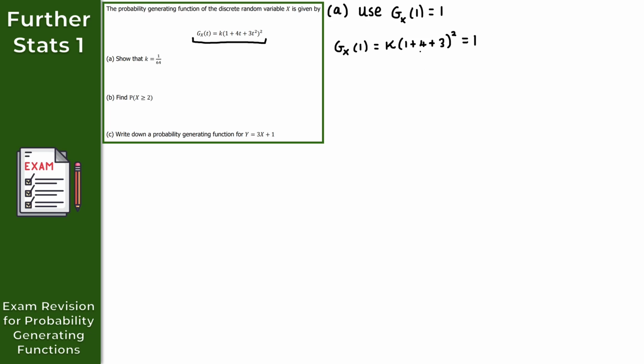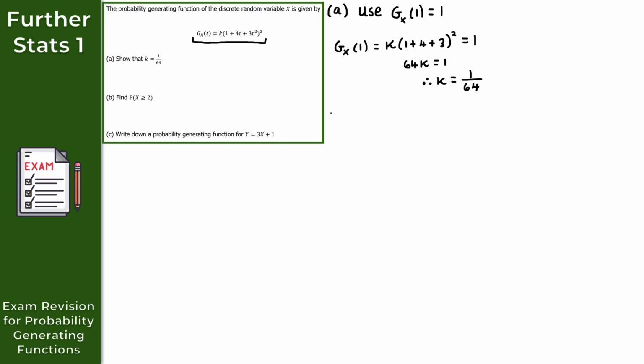So now if we square this, 1 plus 4 is 5, plus the 3 gives us 8. So 8 squared is 64. So we get 64k is equal to 1. Divide both sides by 64 and we get that k is equal to 1 over 64. Okay, and there we have it. So that is the solution to part A. Hopefully nice and straightforward there just to get us started.